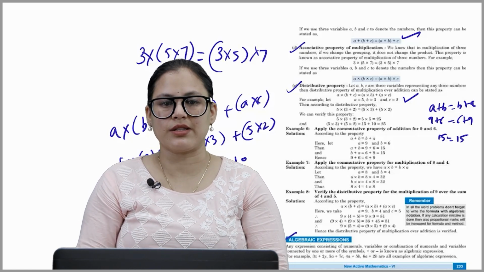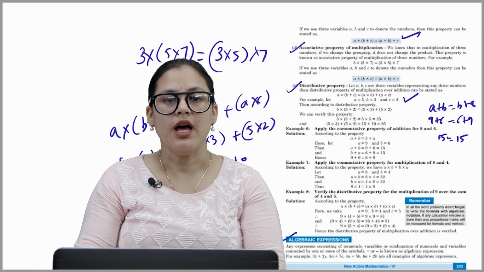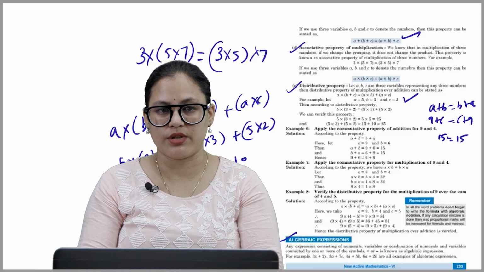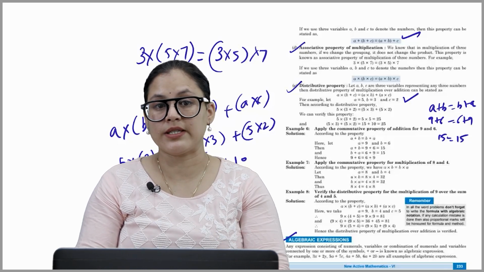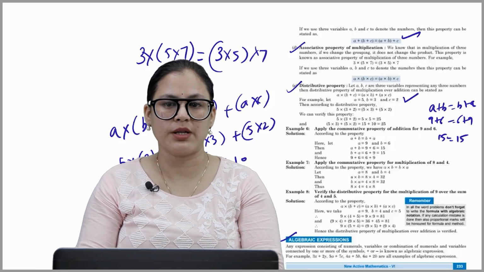Next, algebraic expressions. Any expression consisting of numerals, variables or a combination of numerals and variables connected by one or more of the symbols plus or minus is known as an algebraic expression. For example, 3x plus 2y, 5a plus 7c, 4a plus 5b, 6a plus 2b are all examples of algebraic expressions.